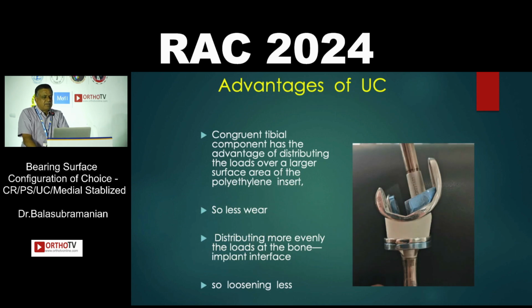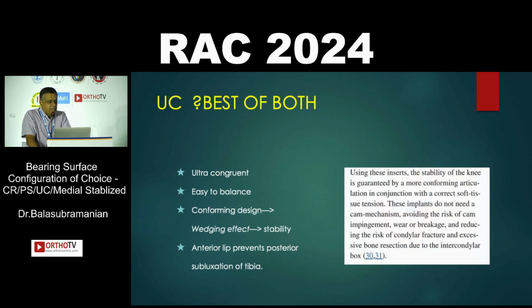The advantage of ultra-congruent, the component has the advantage of distributing the loads over a larger surface area, so the contact force is less, so less wear. So it is the best of both. You are cutting both ACL and PCL, so much easier to balance. The conforming design, the wedging effect gives a better stability. The anterior lip prevents posterior subluxation of tibia.